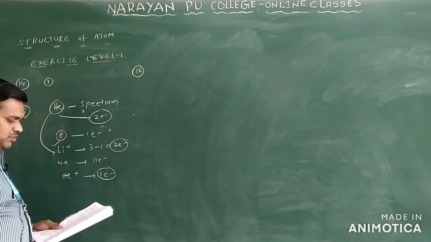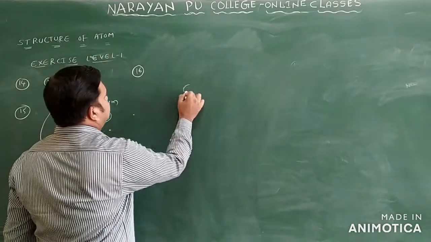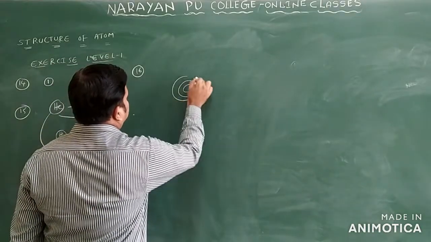Next, you can see question number 16. The energy of an orbit. So, for orbits, you can say these are the different orbits you have.